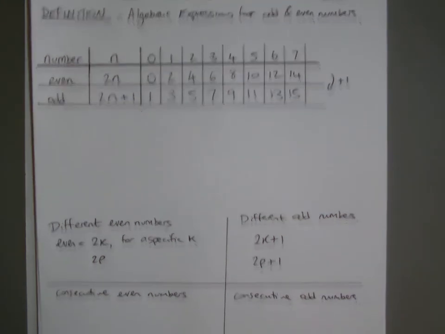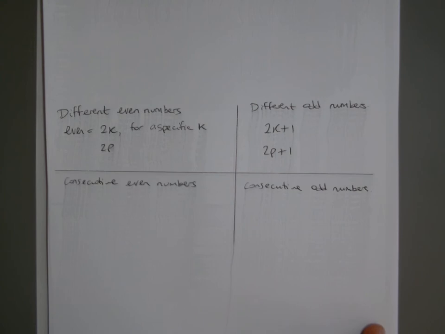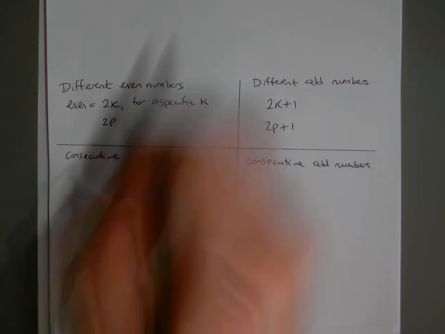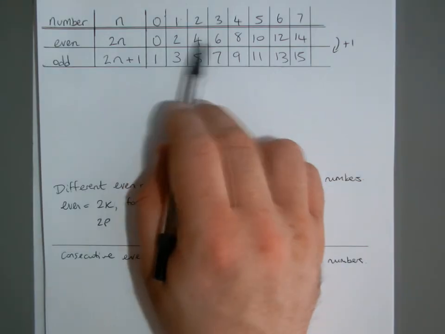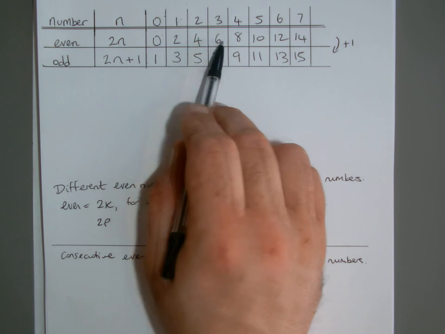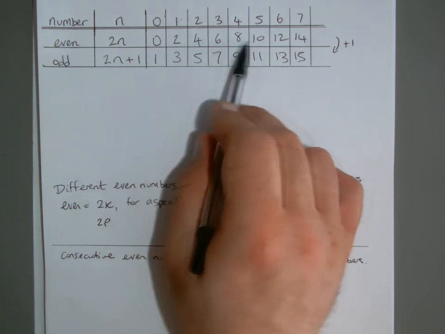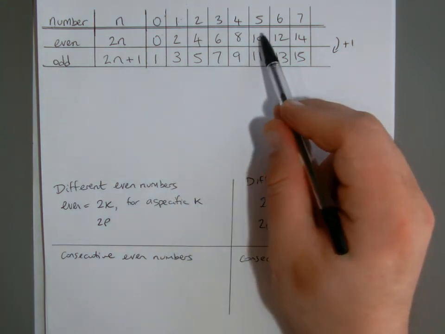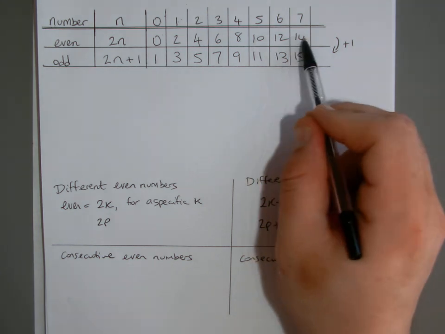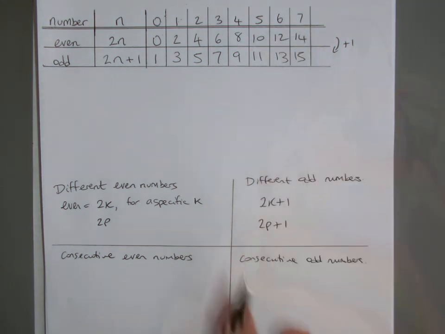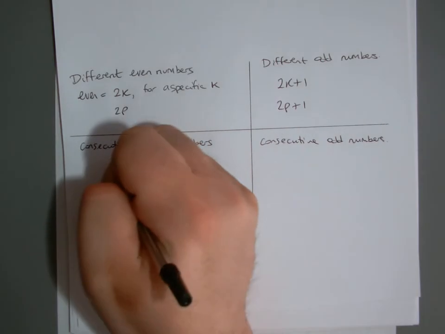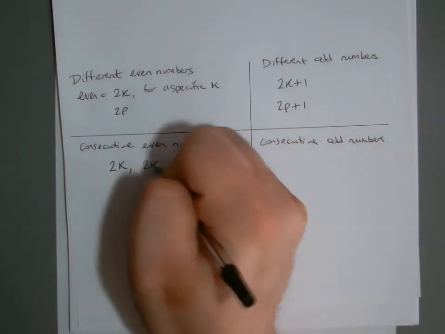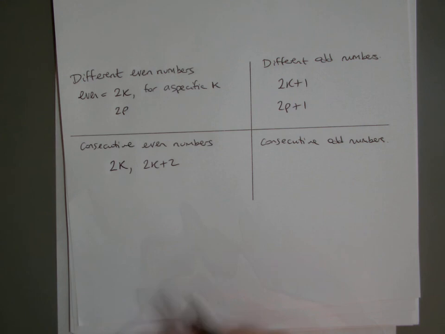Now, when it comes to consecutive even numbers and consecutive odd numbers, you just need to appreciate that consecutive means next to each other. So go back to the table here. Looking at consecutive even numbers, 4 and 6 are consecutive even numbers, or 8 and 10, they're next to each other. To get the next consecutive even number, you've just got to add 2 onto the previous one. To get 14, I've just got to add 2 onto that. So if the first even number were 2k, the next one would be 2k plus 2, because you're moving 2 along.